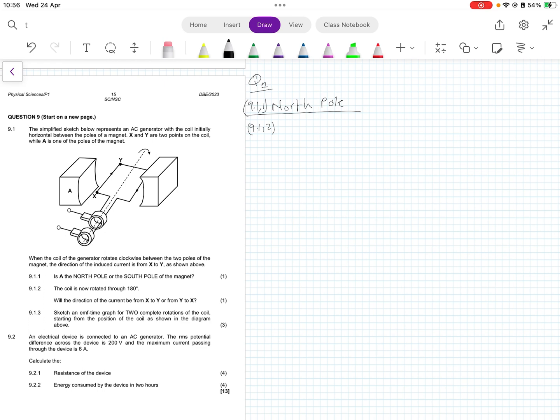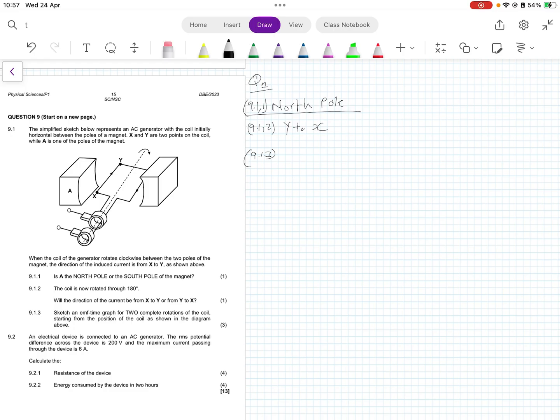Next, we are told that the coil is now rotated through 180 degrees. Will the direction of the current be from X to Y or from Y to X? Remember that in the original configuration, the current was flowing from X to Y. Now the coil is rotated through 180 degrees, which means it is completely flipped over, so the orientation of the coil changes. Since the orientation of the coil is now opposite, the current will also flow in the direction opposite to what it was initially. So this will be Y to X.